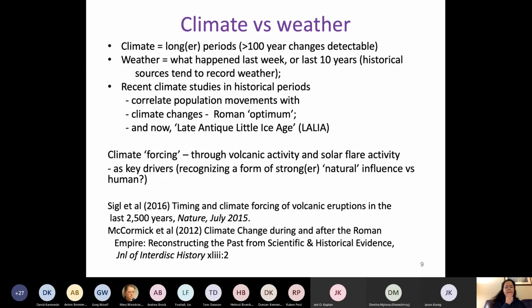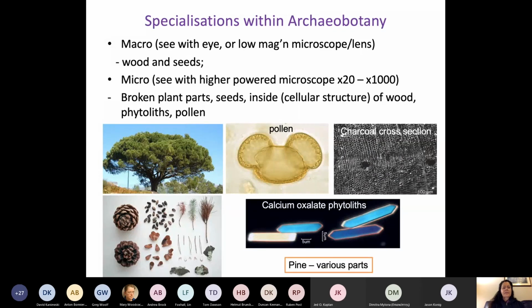And so perhaps the whole idea that the natural environment is somewhat deterministic is now more acceptable, because it's going to depend on the time frame and what's happening in the natural environment versus what's happening in the social human environment. So within archaeobotany itself, we're always looking at things a little bit with our eye or a low magnification lens, and that's mostly wood and seeds.